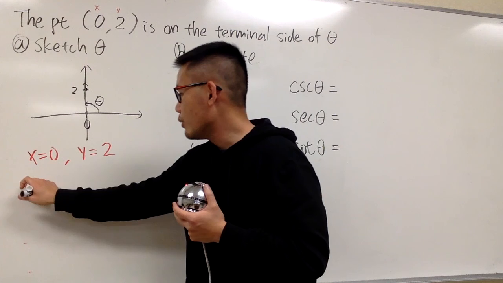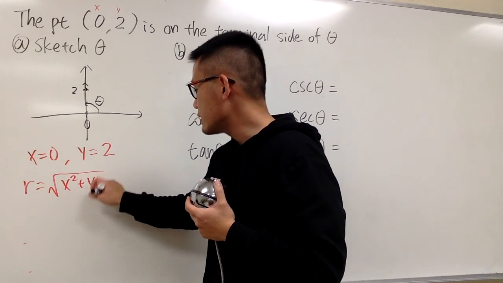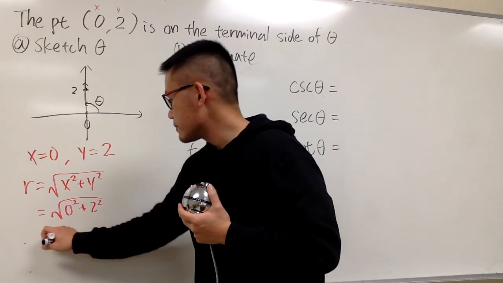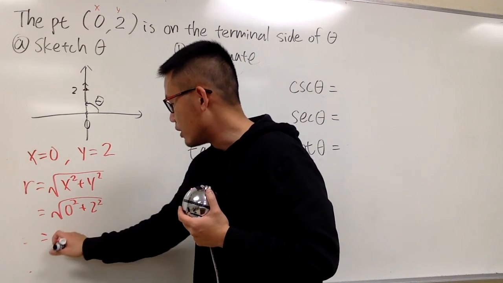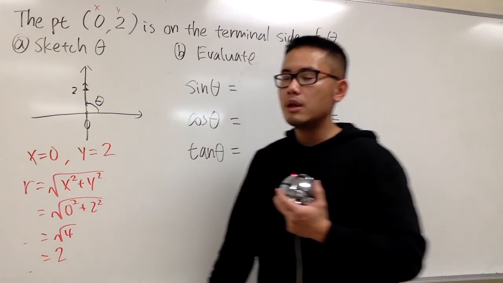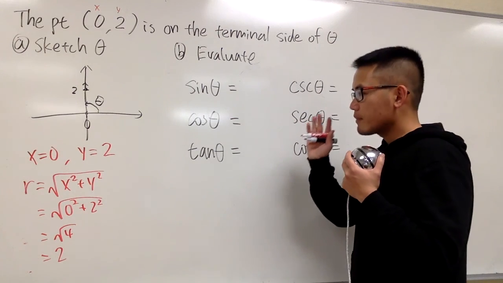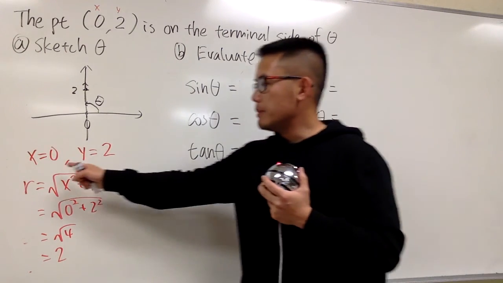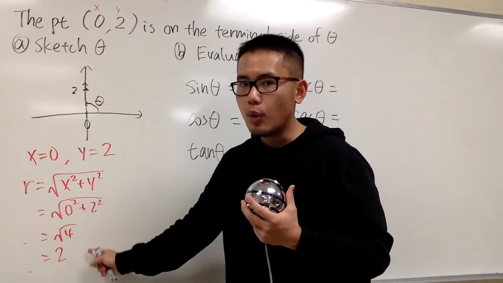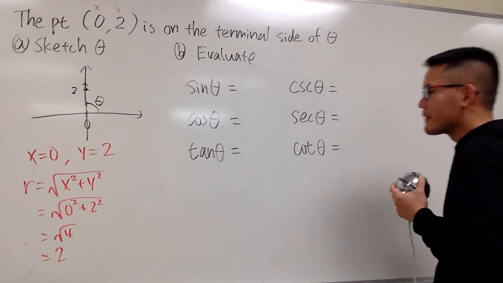But if you would like, you can also work this out. R is equal to the square root of x squared plus y squared. This is equal to the square root of 0 squared plus 2 squared. So 0 plus, this is pretty much 4. Square root of 4, which is just 2. R is 2 as well. But you could have figured this out from the picture. But anyways, we are ready to go. Keep in mind, x and y sometimes can be positive or negative. R has to always be positive, okay?